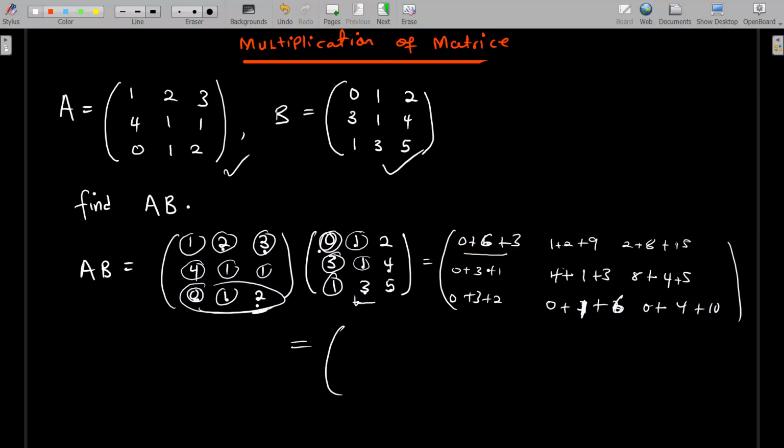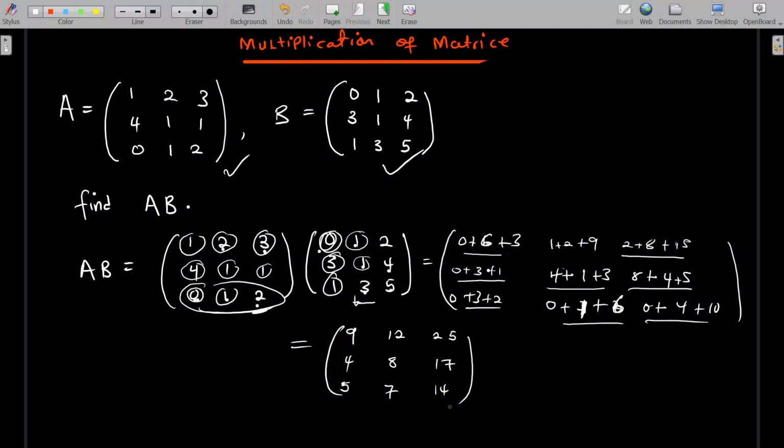So I'm going to get 6 plus 3, which is 9. 12 here. This guy is going to give me 25. This is going to give me a 4, and this is going to give me 8. This guy is going to give me 17, I guess. This is going to give me a 5, and that's going to give me 7. This guy is going to give me 14, and that is the product of these two matrices, right?